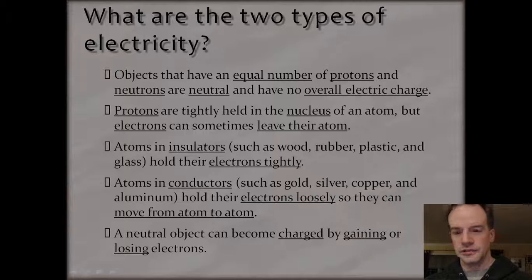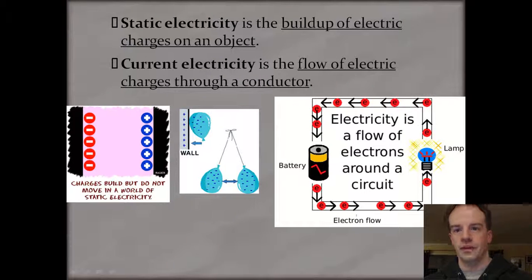In insulators, like wood and rubber, the electrons are held on tightly, whereas in conductors, those electrons are allowed to move and to flow. A neutral object can become charged by gaining or losing electrons. And by understanding how electrons can move, we can understand static electricity and current electricity.